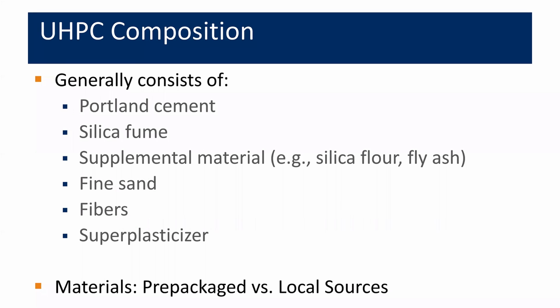So we're going to talk a little bit more specifically now about some of the materials that go into UHPC. Again, these are very similar to the materials that you'll see in conventional concrete, but there might be a few differences here and there. So typically UHPC is going to consist of a Portland cement. We, at least at WJE, have worked with UHPC mixtures that contain type 1 cements, type 2 cements, type 3 cements, even white cements. So there's a lot of different cements that can be used successfully in UHPC.